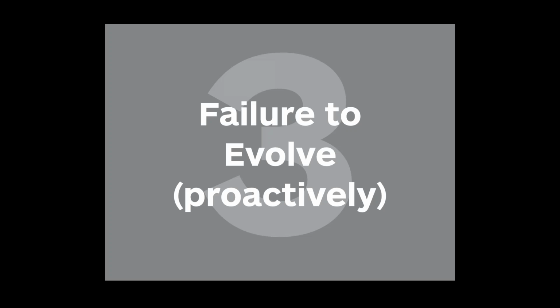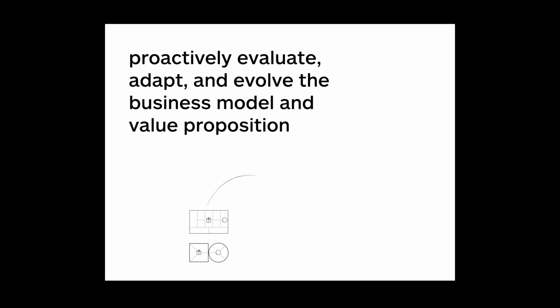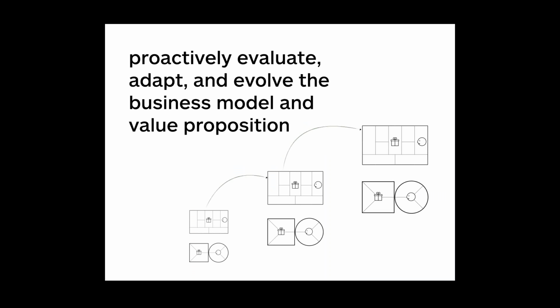And then the last thing is that businesses fail because they fail to evolve proactively. Okay? So what I mean by that is that a business needs to be proactively evaluating their business models and value propositions in the market, adapting them, evolving them, and changing over time. And there's a lot of really great companies out there that are constantly evolving their business models. If you look at Amazon, right? Amazon started by selling books. Then they got into e-commerce of lots and lots of things.